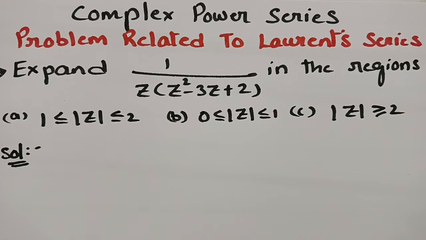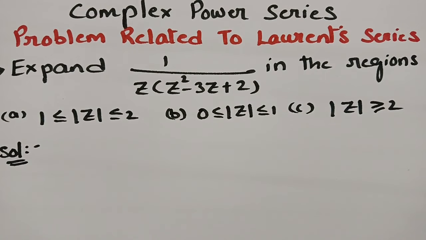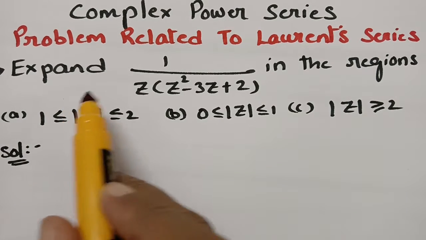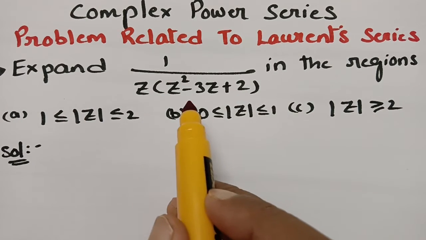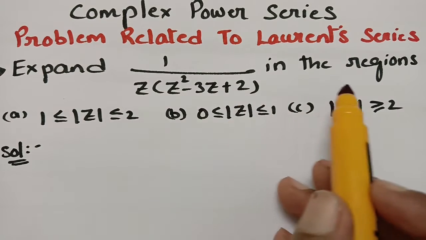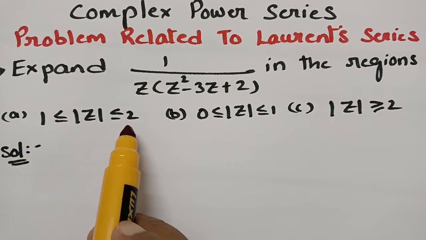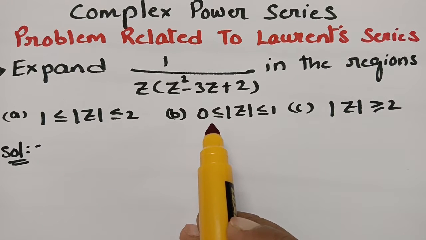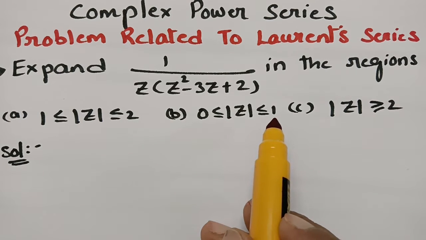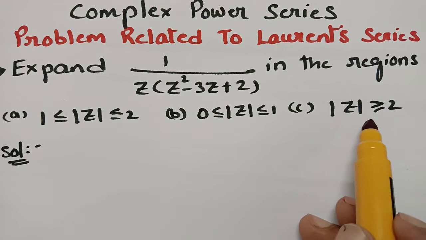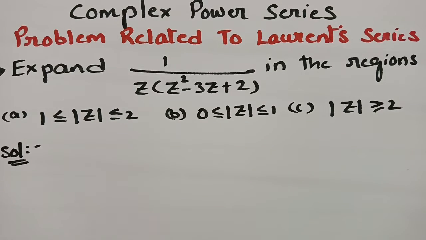Today's video is on a problem related to Laurent series, and this topic is from complex power series. In today's video, I am going to expand 1 by z into z square minus 3z plus 2 in the regions. First one, 1 less than or equal to mod z less than or equal to 2. The next one is 0 less than or equal to mod z less than or equal to 1. And the next one is mod z greater than or equal to 2.